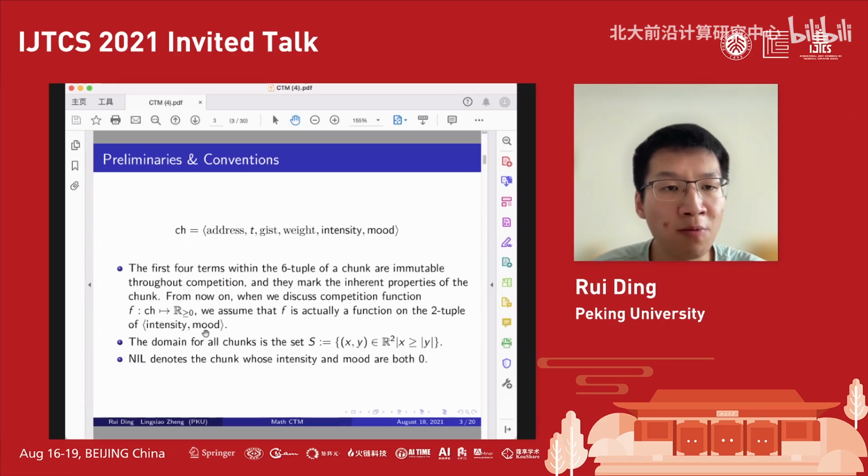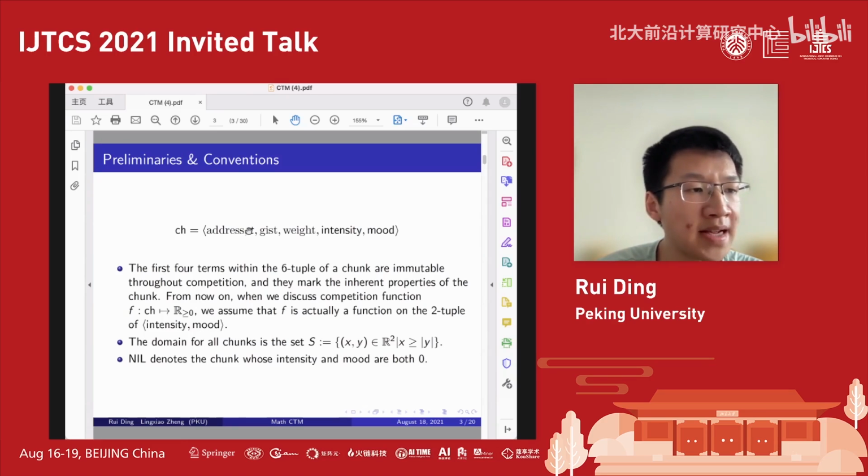And here we have some preliminaries to share. As we all know, a chunk can in general be expressed as this six-tuple: the address of the processor that originated this chunk, and the time t at which it was generated. The gist and the weight fields are the most important part of the chunk, that is, what this chunk is about and how important it is. The intensity and the mood are the two remaining fields concerned here.